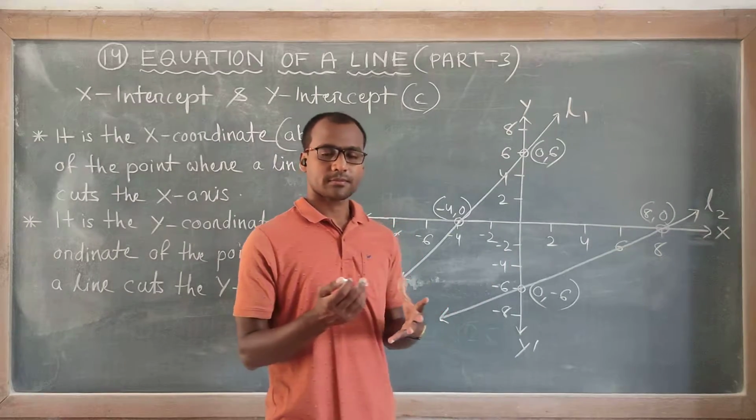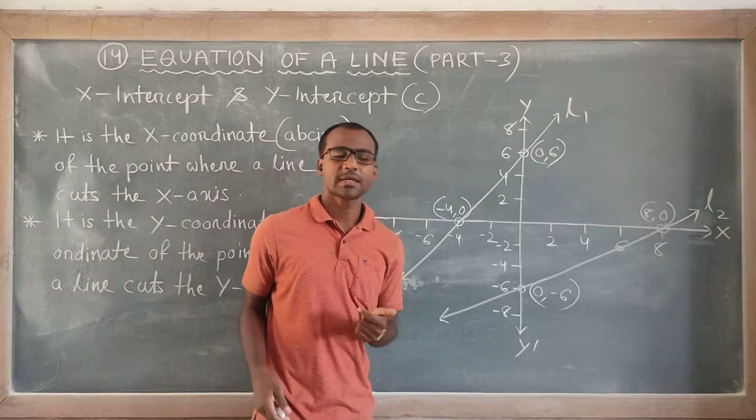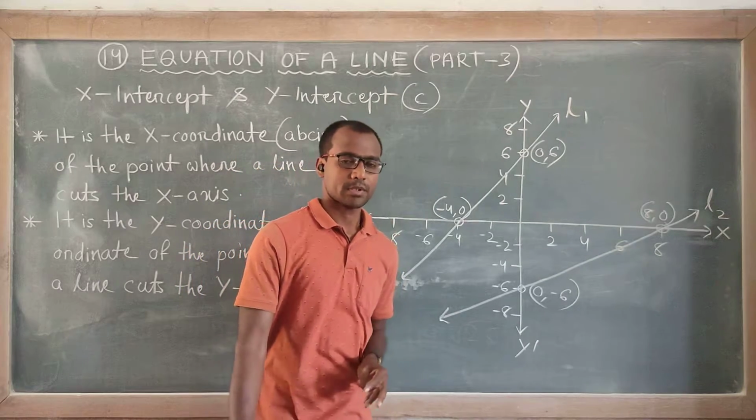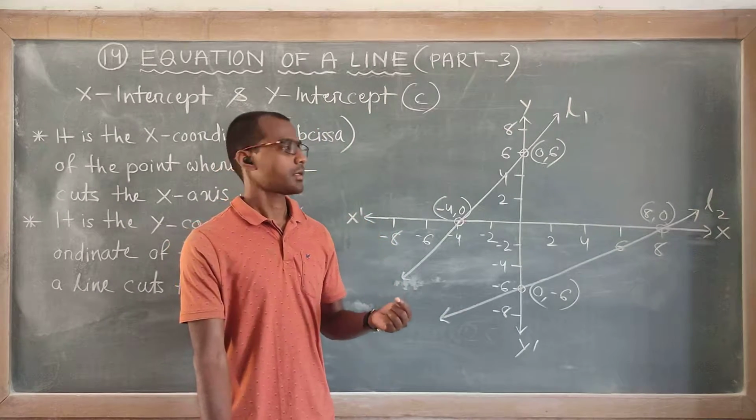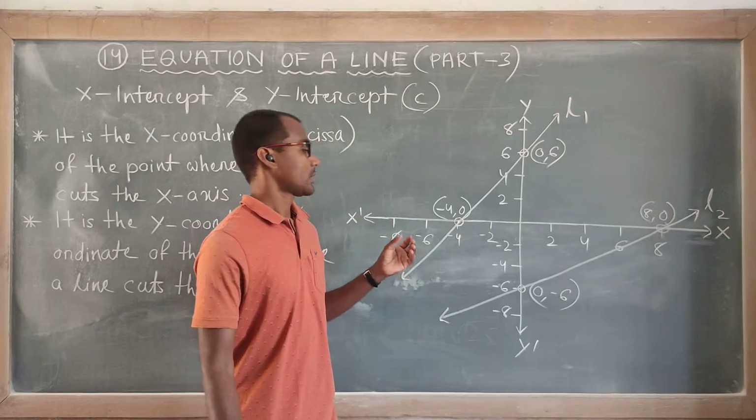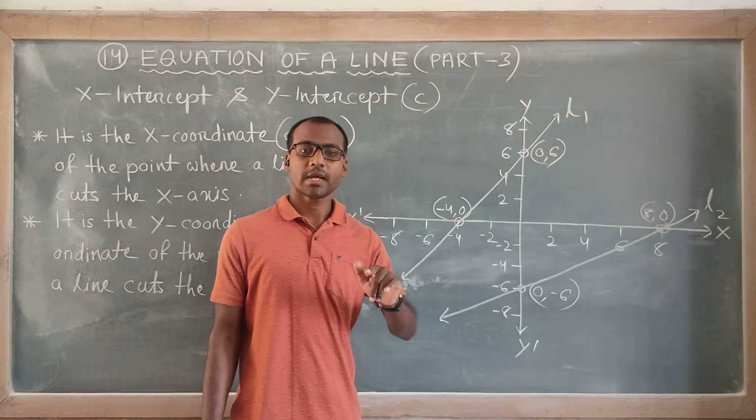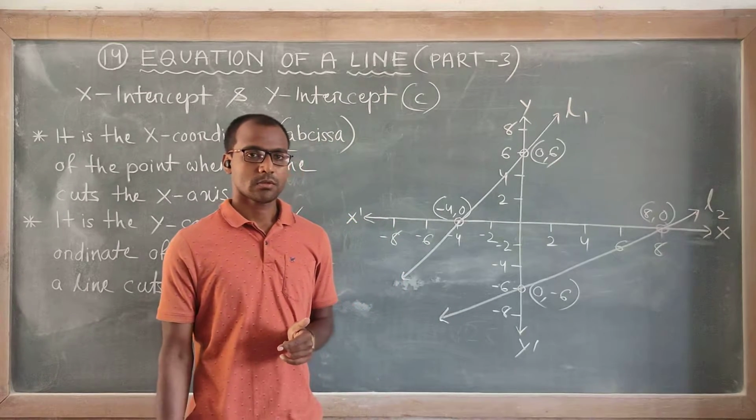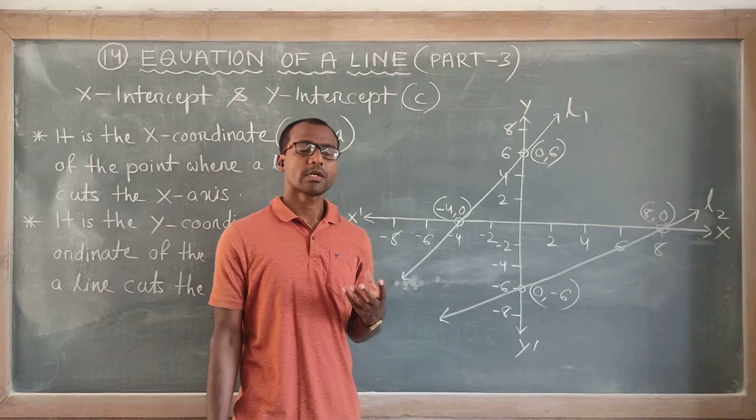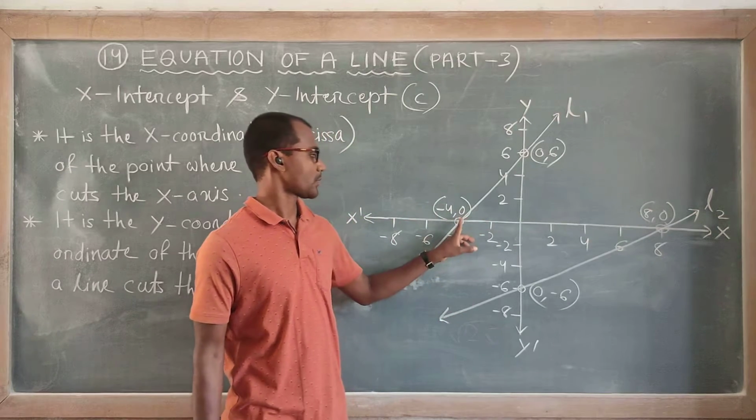So in this way, when the line is given to you, you can find the x-intercept and y-intercept. X-intercept means when y is 0. By definition, what I told, the x coordinate of the point where a line intersects the x-axis. Definitely the point where the line will intersect the x-axis. Look at this point.